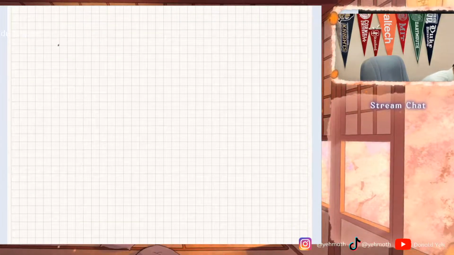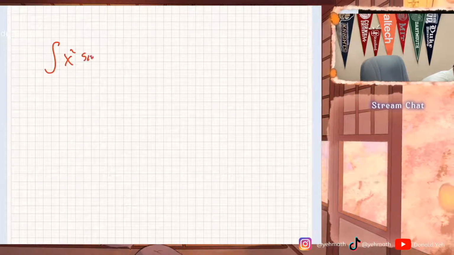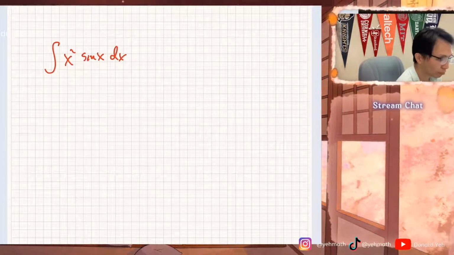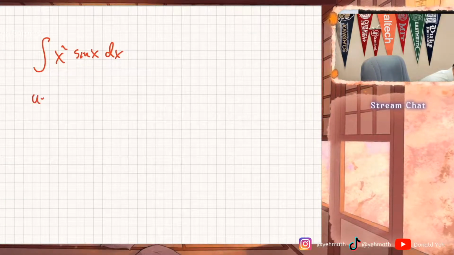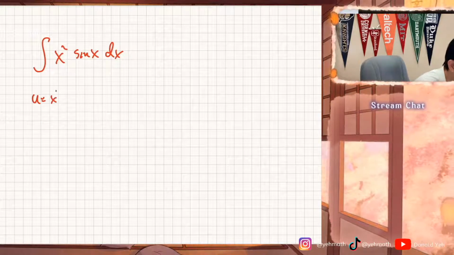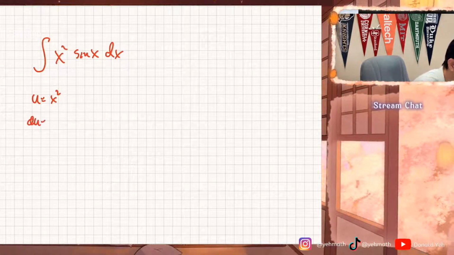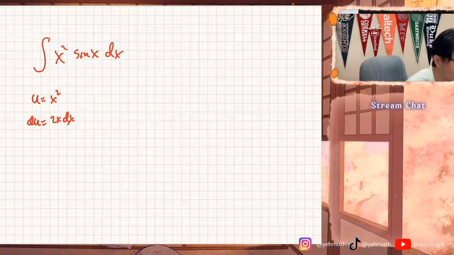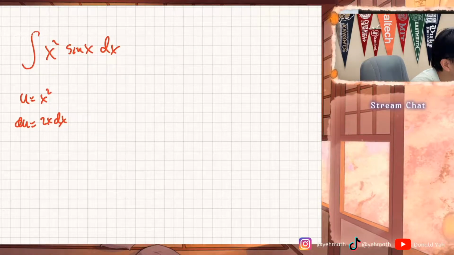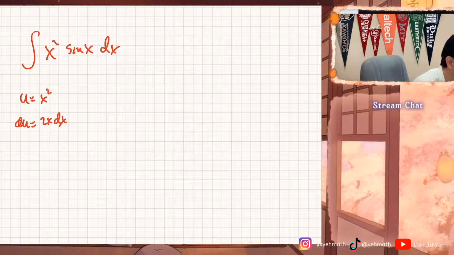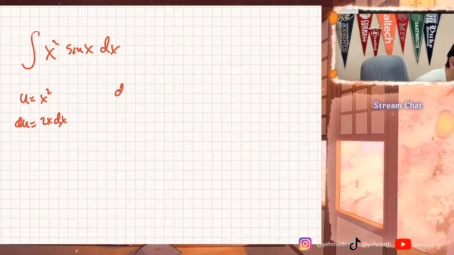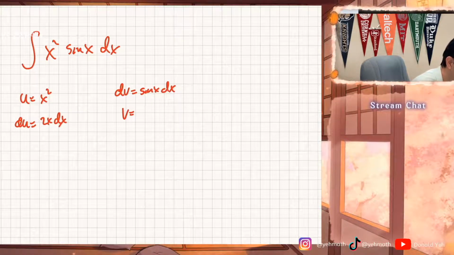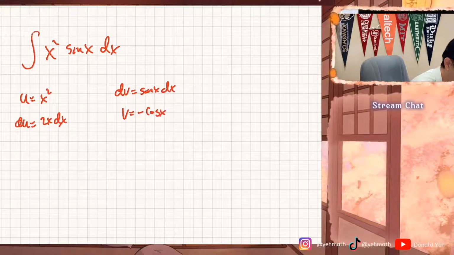Here's a problem that you might have: x squared sine of x dx. Now, what does u have to be in this case? u equal to x squared, good. What is du? 2x dx, right? Yes. Good. Then dv is sine of x dx. What is v? Negative cosine of x, good.